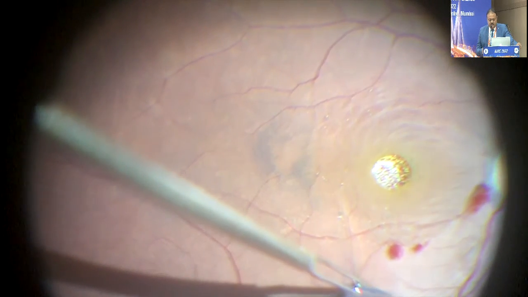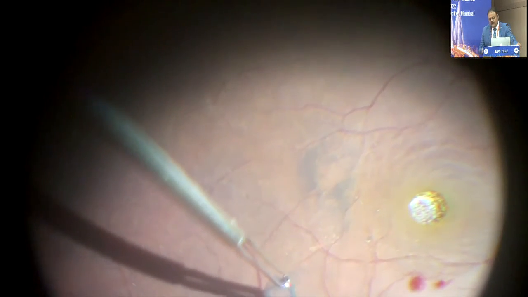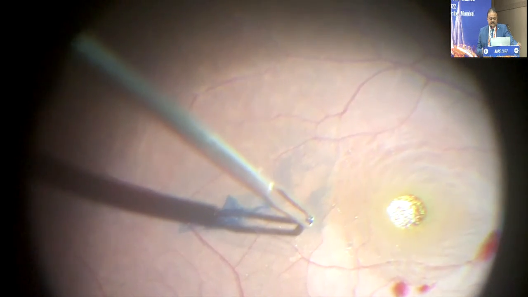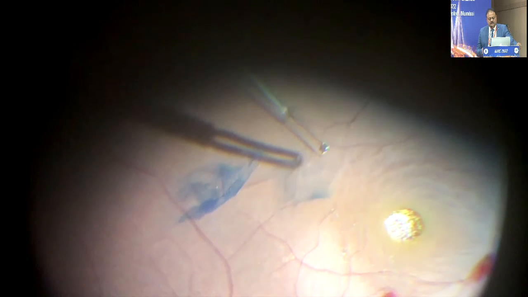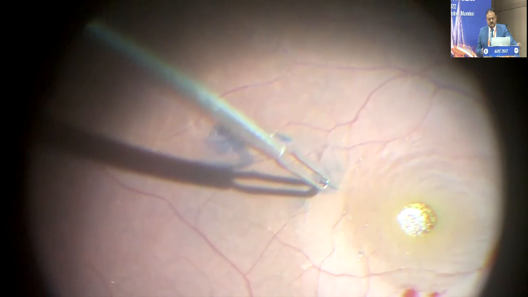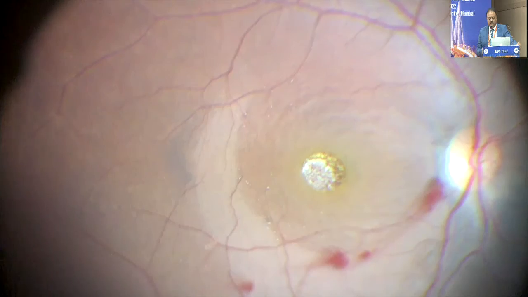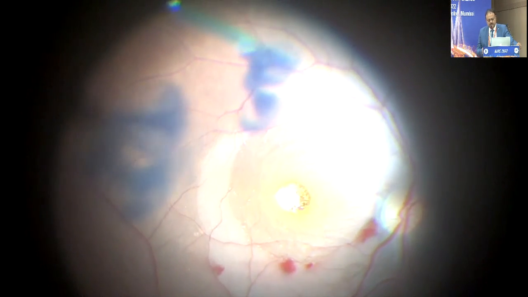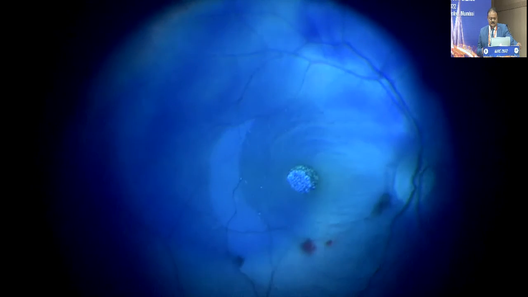In many cases, you can do a fluid air exchange again and the macular hole closes. This is where we have done peeling from arcade to arcade, and it actually gave a good result. Obviously, considering the size of the macular hole, it didn't do a type 1 closure. There was a type 2 closure in this case.